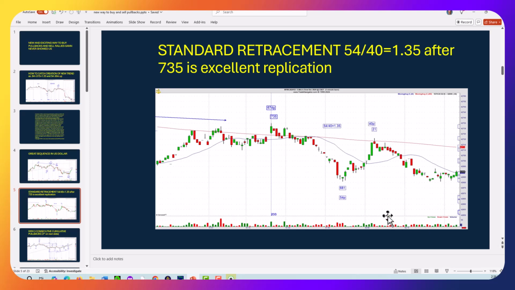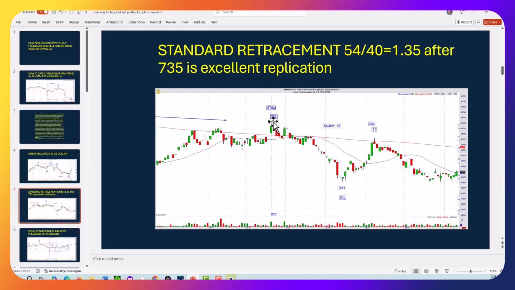Now I'll show you a standard retracement. This is what everybody knows. 40 and 54, the way we do it is we take the smaller leg and divide into the bigger leg, but we also take the bigger leg and divide into the smaller leg. In this case, it's 54 points down, 40 points up, and that equals $1.35, and it replicates with the high, which is 735.